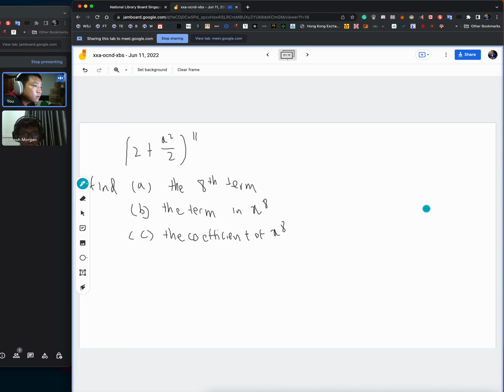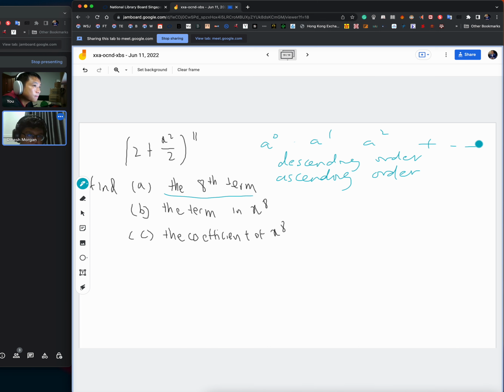Okay, good. So if you look at this question, the eighth term really depends whether your expansion is in descending order or ascending order. If the question never says so, which one should we follow? The default is ascending. Ascending means I should start with x to the power of 0. Over here it is a, so I start with a to the power of 0, then a to the power of 1, then a to the power of 2, and on and on, right? That's the default.